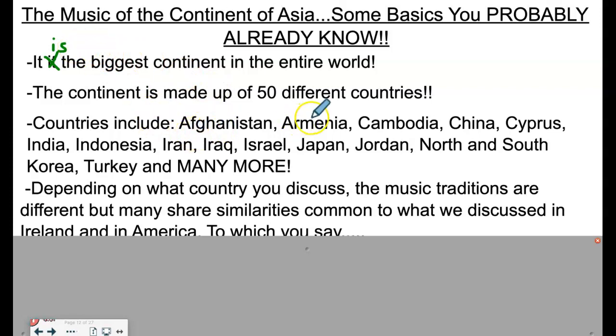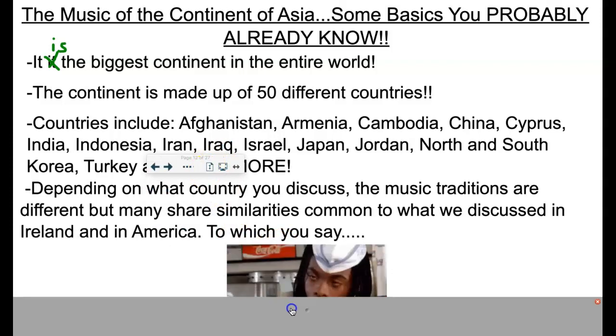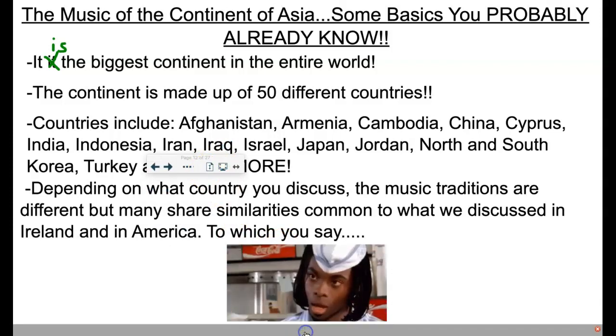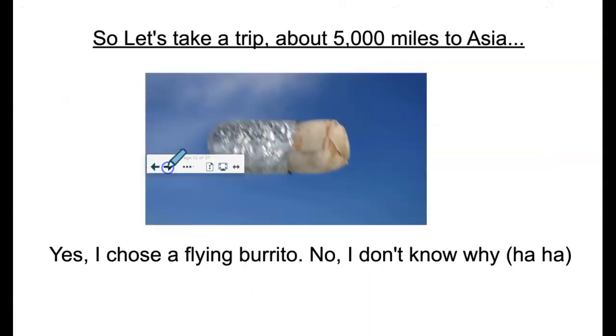It has Afghanistan, Armenia, Cambodia, China, Cyprus, India, Indonesia, Iran, Iraq, Israel, Japan, Jordan, North and South Korea, Turkey, and a whole bunch more that I didn't want to list because there's just too many to list on this one page. Depending on what country you discuss, the musical traditions are a little bit different, but they have a lot of similarities to what we listen to in America and what we listened to in Ireland last week, to which you probably say, Ella. But that's okay. We'll get to that.